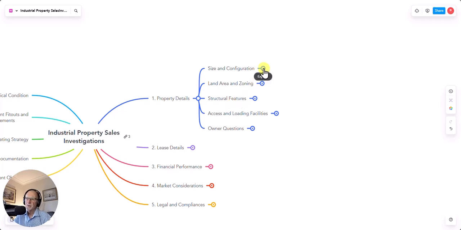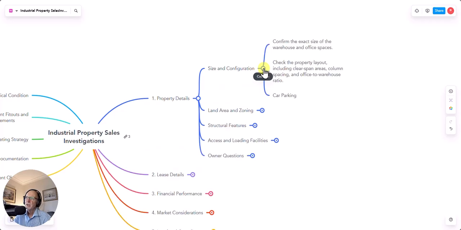Size and configuration. Well, I guess you know what that probably is. But have you thought about these things? Confirming the exact size of the warehouse and the office spaces. Checking the property layout, including the clear span areas, column spacing and office to warehouse ratio. Those things there will, if you like, make or break a particular lease deal for a tenant who's looking for a particular industrial property.